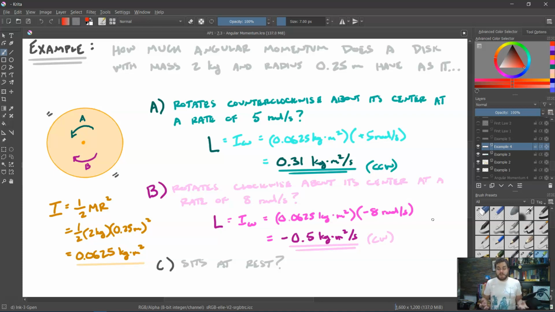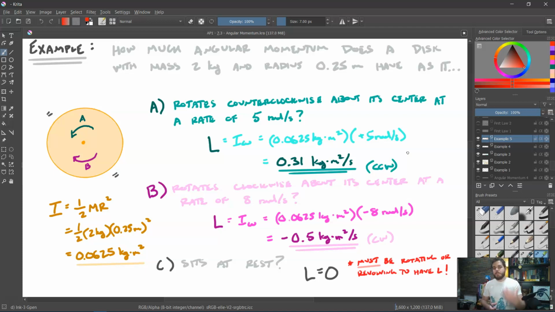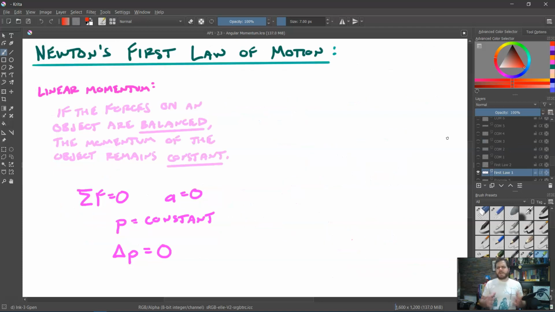If it's not rotating, the measurement of its rotational motion will just be 0, and therefore the angular momentum will be 0. An object must be rotating or revolving to have angular momentum, just like an object must be moving through space to have linear momentum. Now, we re-express Newton's laws of motion in terms of linear momentum, and we're going to see that there are some rotational analogs which will help us conceptually think about angular momentum in a bit more detail.